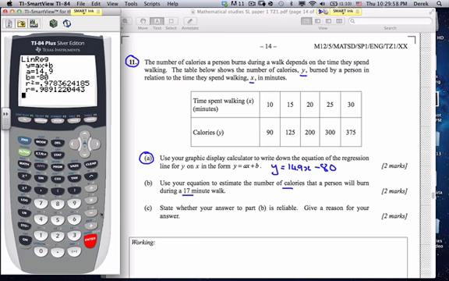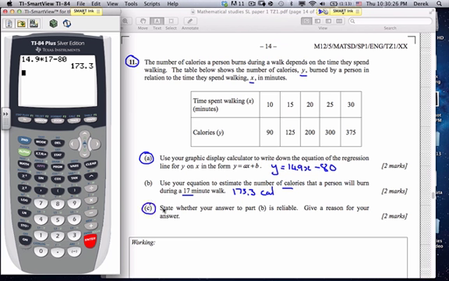So we can clear that all, and we're going to have 14.9 times by 17-minute walk minus 80. Enter, and I get 173.3 calories. It's going to be.